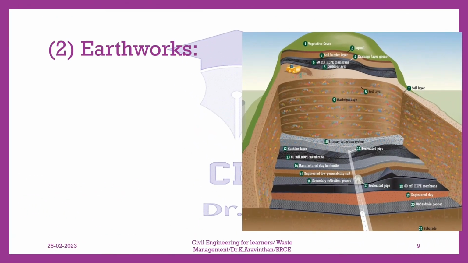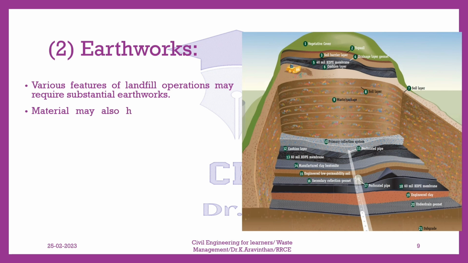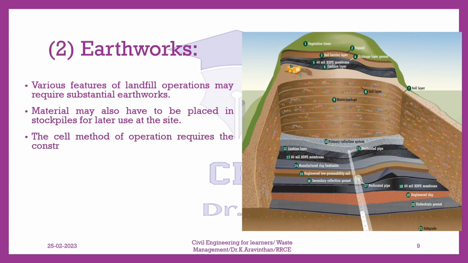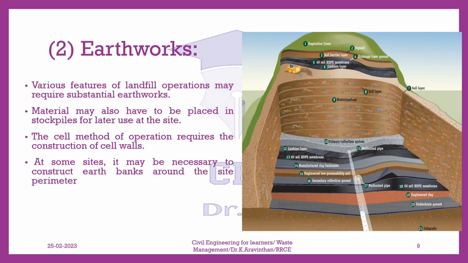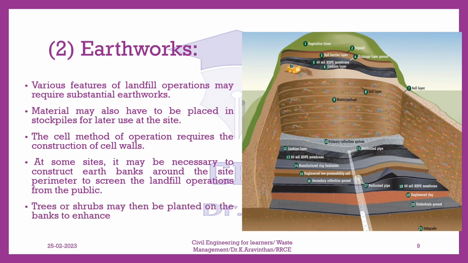2. Earthworks. Various features of landfill operations may require substantial earthworks. Material may also have to be placed in stockpiles for later use at the site. The cell method of operation requires the construction of cell walls. At some sites, it may be necessary to construct earth banks around the site perimeter to screen the landfill operations from the public. Trees or shrubs may then be planted on the banks to enhance the screening effect.